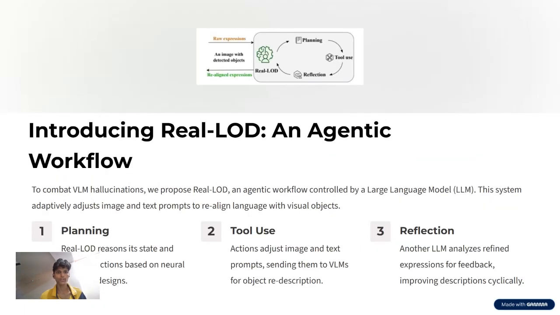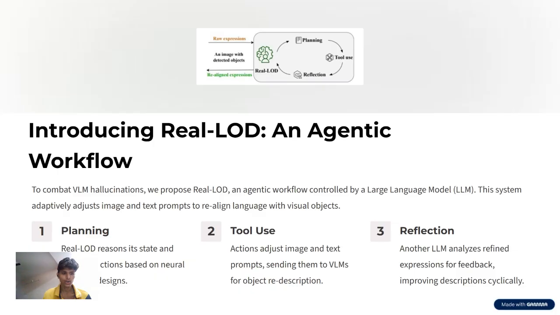So we get to our workflow for Real-LOD, which starts with the raw expressions. The process starts with raw expressions. These are the original unprocessed descriptions or instructions that relate to an image. Second is an image with detected objects. Alongside the raw expressions, we also have an image that has been processed for object detection. This means the system has already identified and labeled objects in the image like person, car or tree.